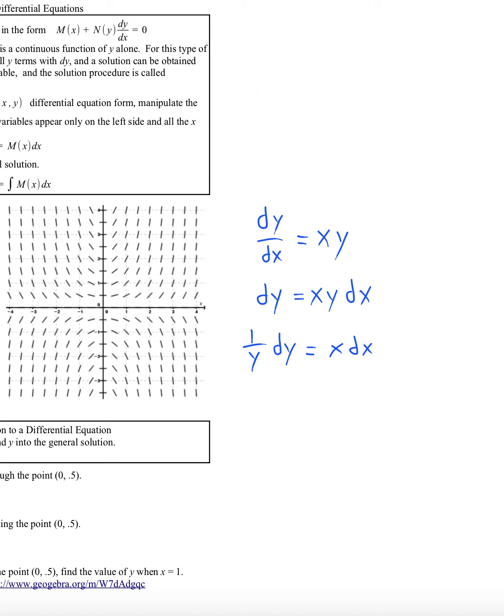Since we've done that, we can integrate both sides. We'll find antiderivatives for each side. And we can put a plus c on one of the sides. We don't have to do both sides. Finally, what we'd like to do is solve for y.